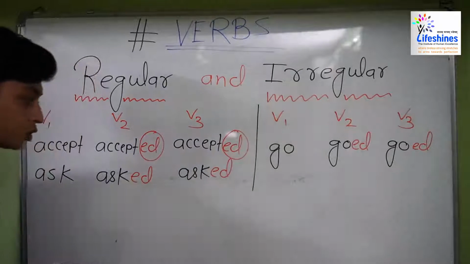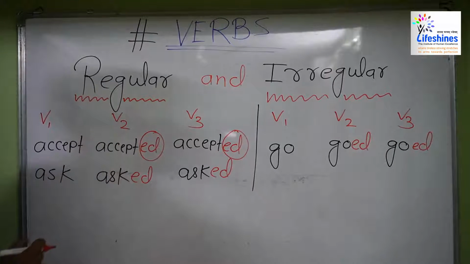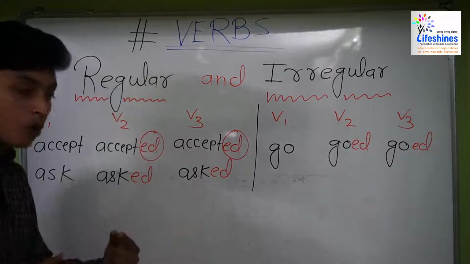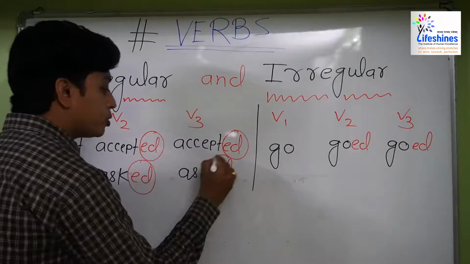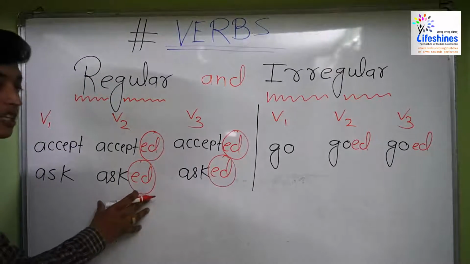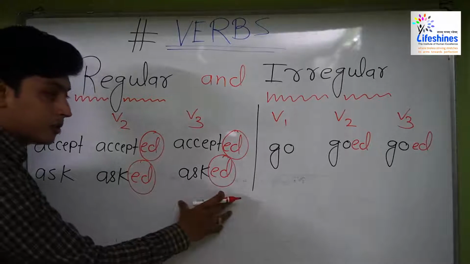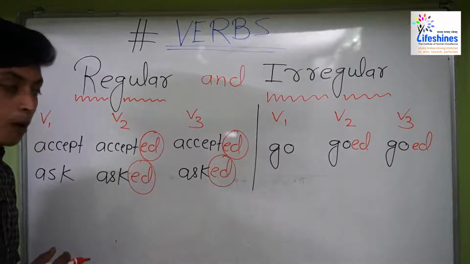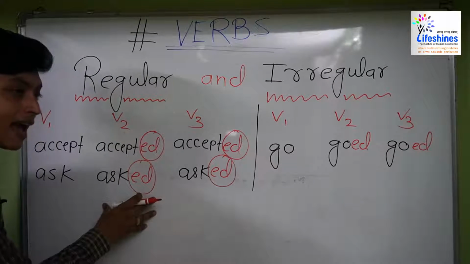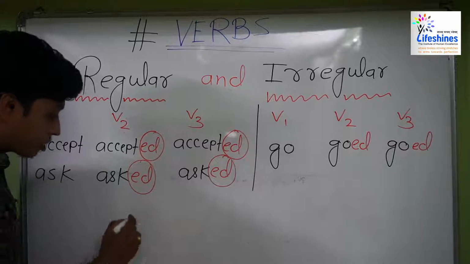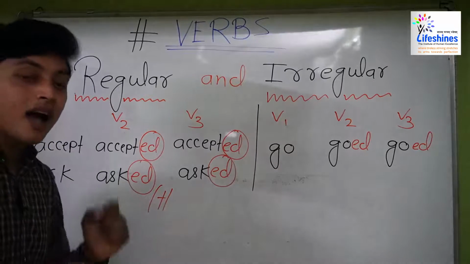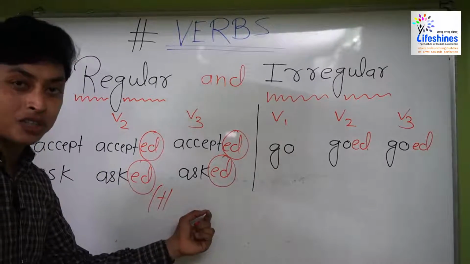The same is true with the second example, because we are talking about regular verbs. The base form is ask, and to form the second and third form, you simply add ed. So that turns into ask, asked, asked. Remember, guys, you need to pronounce it in a proper way. This should not be pronounced as asked. No, not at all. There is a t sound at the end. So you should pronounce this word as ask, asked, asked.